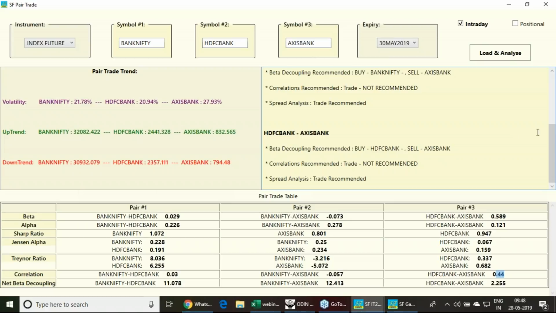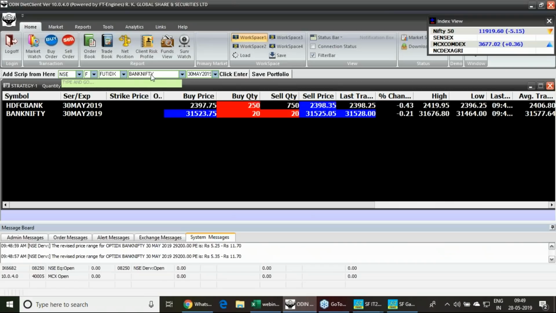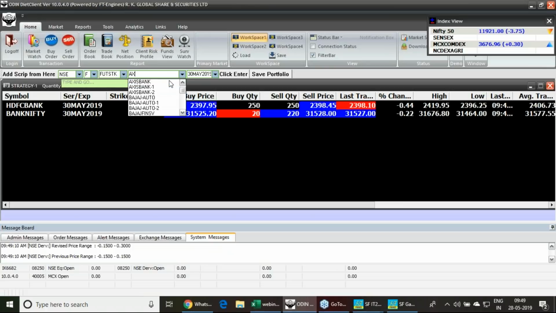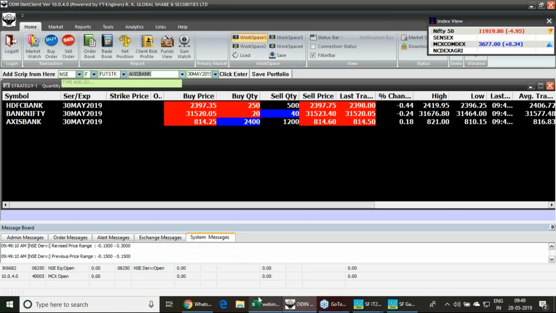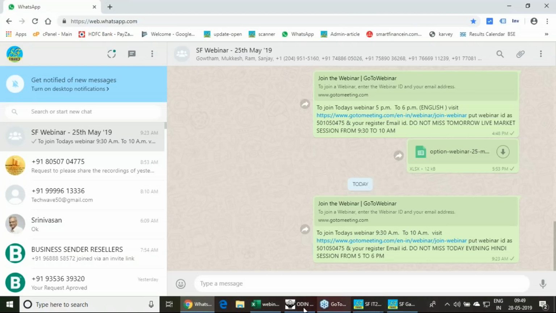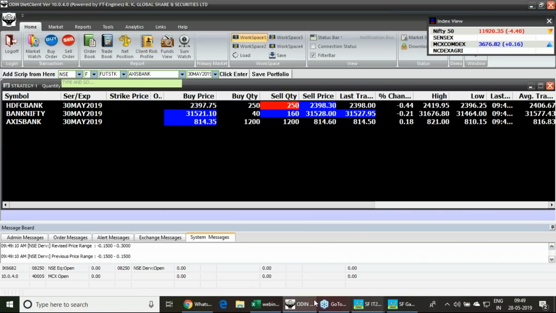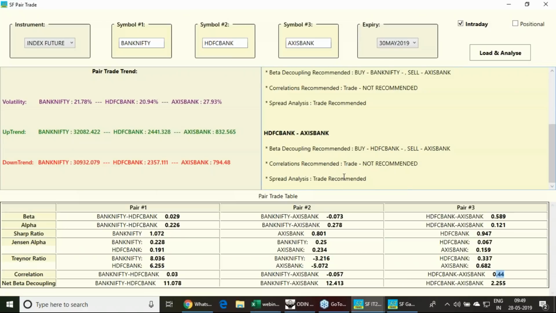Very lucky day. Three pairs are giving you beta expansion, with both counters to be hedged. Three pairs are giving you a chance to enter the trade. Axis I am also adding here. Very lucky day, and you are very lucky to experience these things. All three pairs are recommended with hedging. Beta decoupling is expanding today, so you must enter the trade.